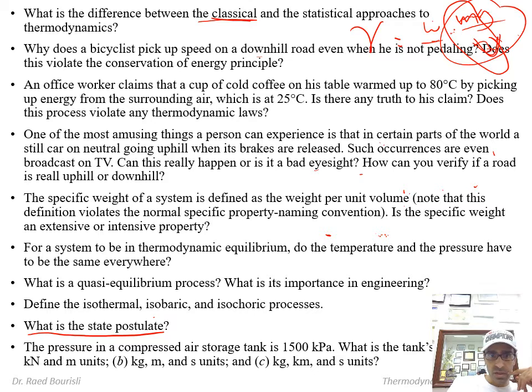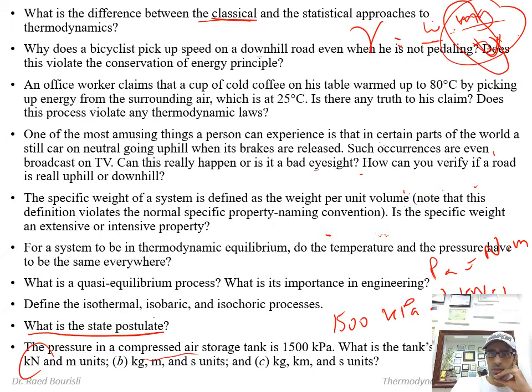Finally, pressure in a compressed air tank. The pressure in a compressed air storage tank is 1500 kilopascal. What is the tank's pressure in kilonewton and meter units? We know 1 pascal is newton per meter squared. So if I say 1500 kilopascal, I'll multiply this by this: 1 kilopascal is 1 kilonewton per meter squared.